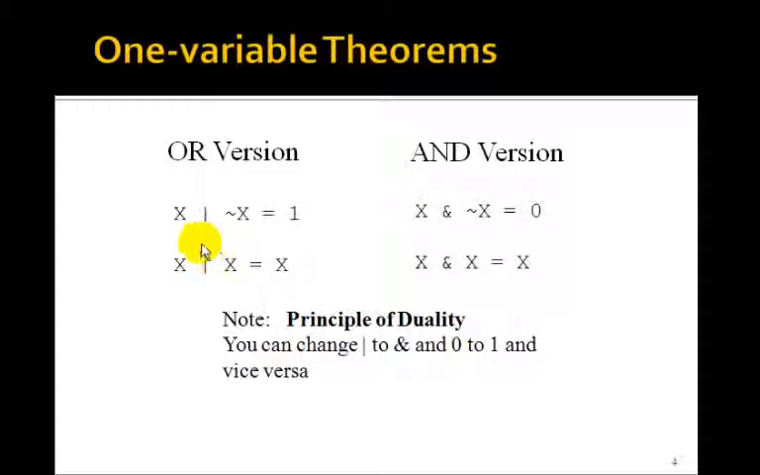Here's a couple more. x or not x is equal to 1. You see, one of them has to be 1. If one is 0, the other one's 1. So this is true. x or x is equal to x. They're both 0 or both 1. This is true. And again, the principle of duality says we can change ORs to ANDs and zeros to 1s. So x and not x must be 0. Well, it is, because again, one of them has to be 0. And x and x is equal to x. 1 and 1 is 1. 0 and 0 is 0.